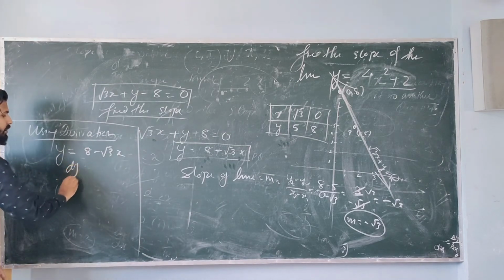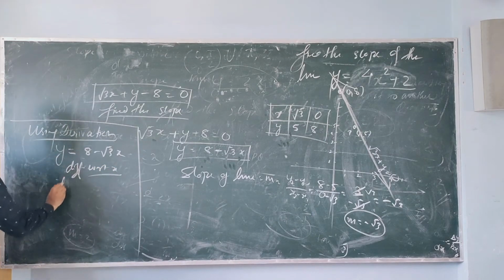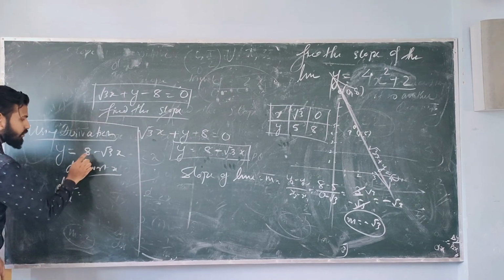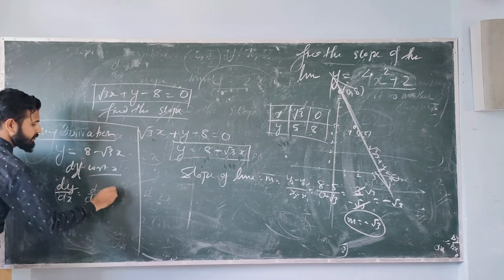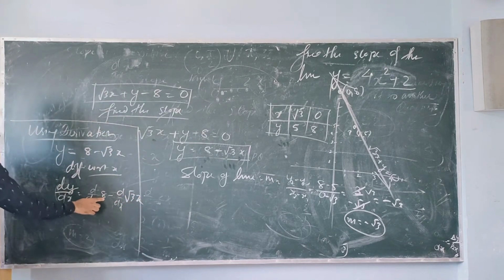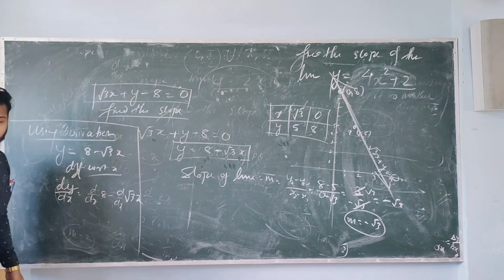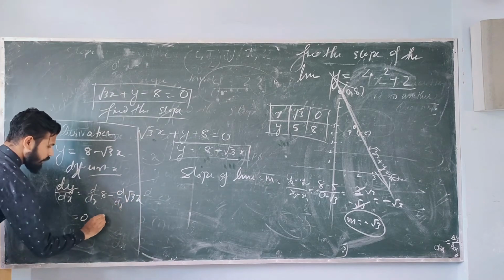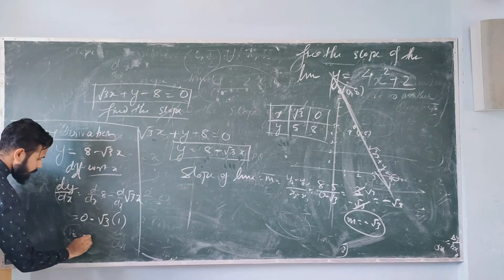Now what will we do? Differentiate with respect to x. We'll do dy by dx. dy by dx equal to what? d/dx of 8 minus d/dx of root 3x. d/dx of 8 is what? 0, because 8 is constant. I told you, differentiation of a constant is 0. That means 0 minus root 3, which is the coefficient. Bring it before. Now tell me, d/dx of x is what? 1. d/dx of x is 1. So it is minus root 3.